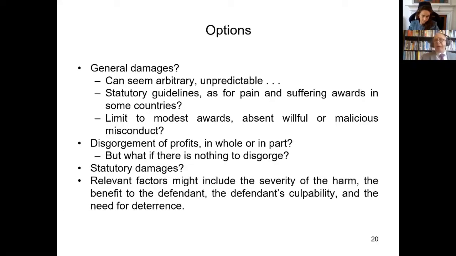And then I talk about various factors that might be relevant when we think that something beyond a very modest or nominal award would be appropriate. Relevant factors drawn from case law in the United States, case law in Germany in particular, would consider the severity of the harm, the benefit to the defendant, culpability, and the need for deterrence. It's not going to lead to any precise outcome, but at least this is a way of channeling the inquiry in the right direction.